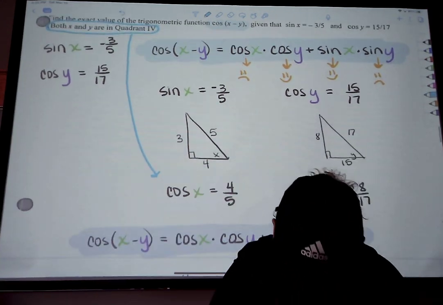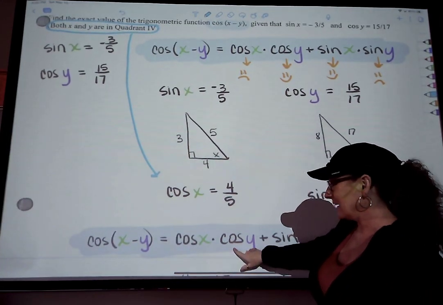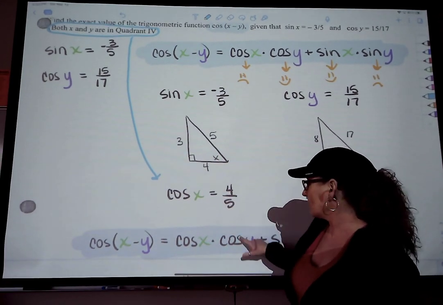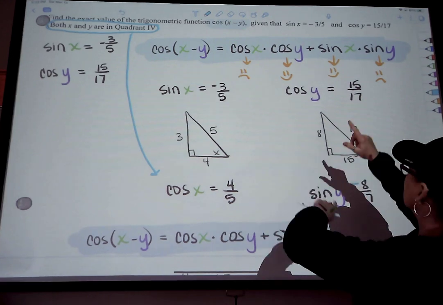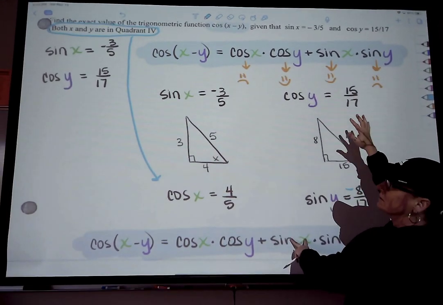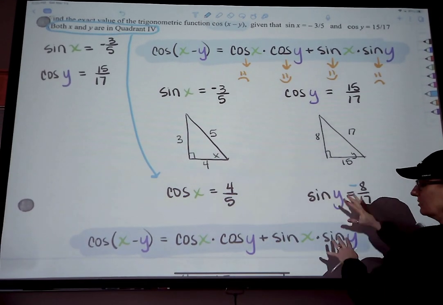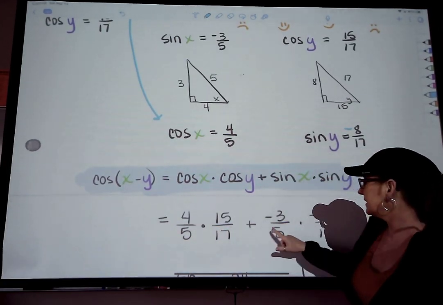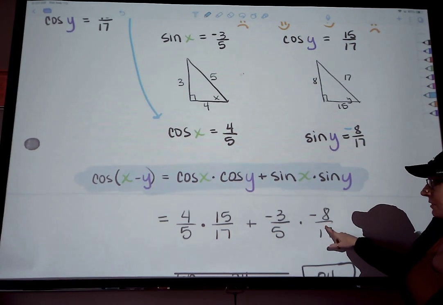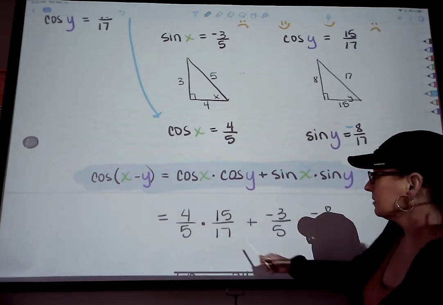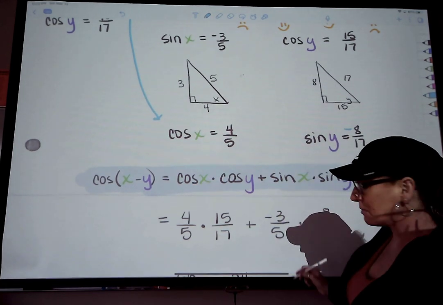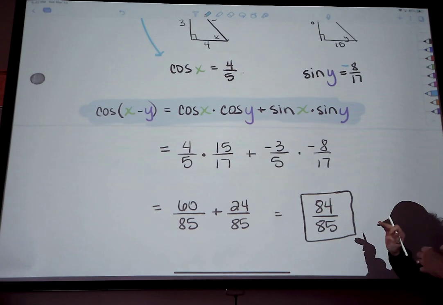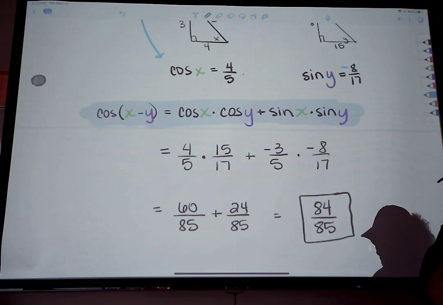Let's do this again. I literally copied and pasted this up there, down to below. Cosine of x, I have it, it's right there. Cosine of y, I have it. Sine of x, I have it. Sine of y, I have it. Sub them all in. These two ended up being negative. Multiply straight across the top, straight across the bottom. They already have a common denominator. I added them together, and I got 84/85. That was fun.